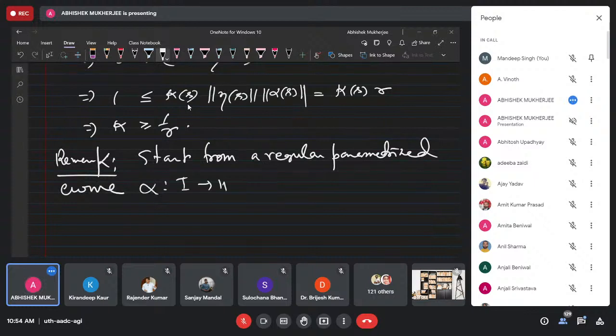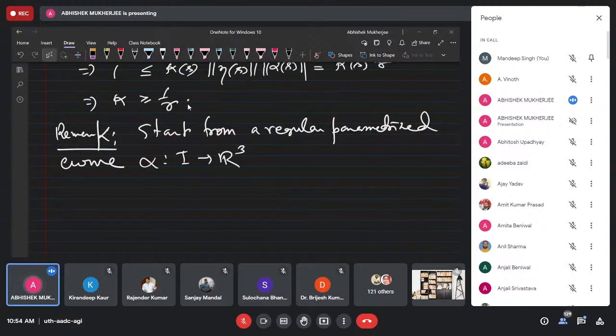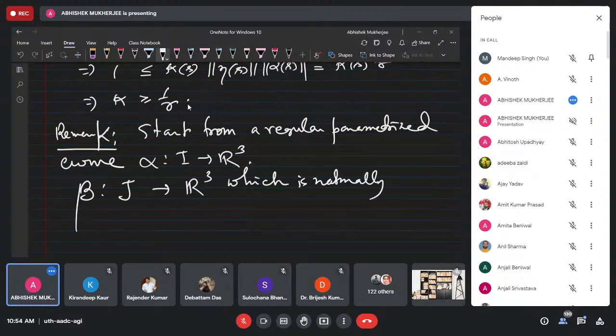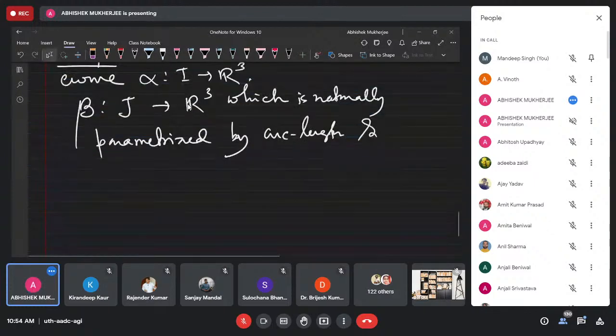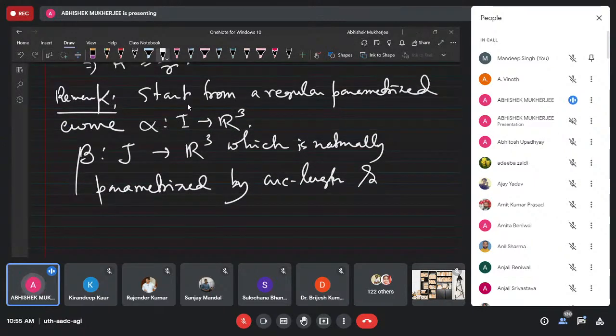Alpha, then you will get a curve mu, I would like to call it beta, from J to R cube, which is naturally parameterized by arc length small s, and alpha and beta are equivalent.